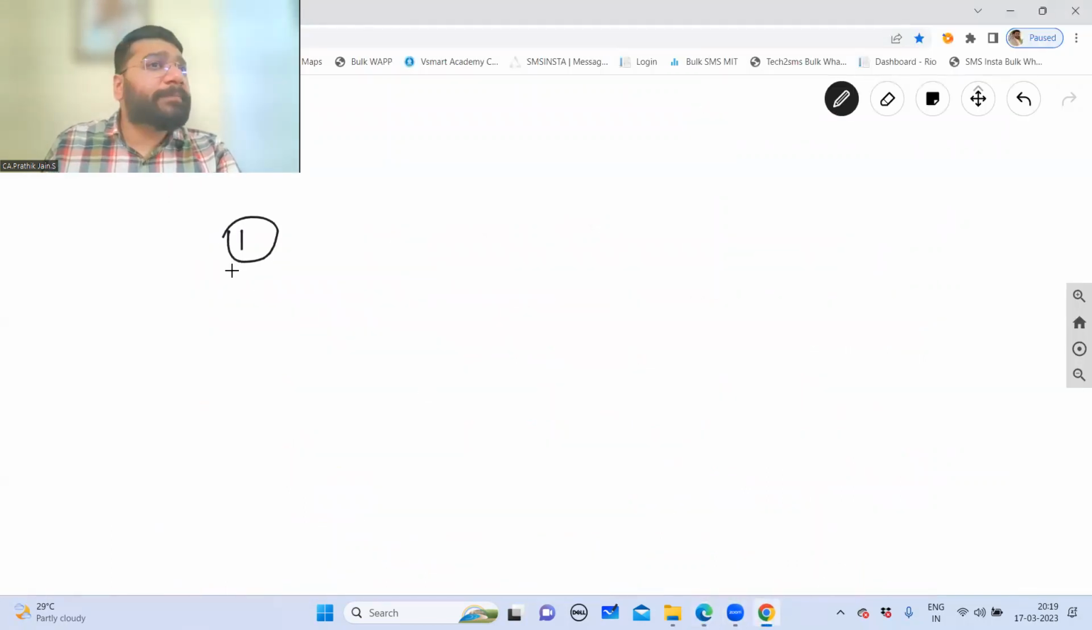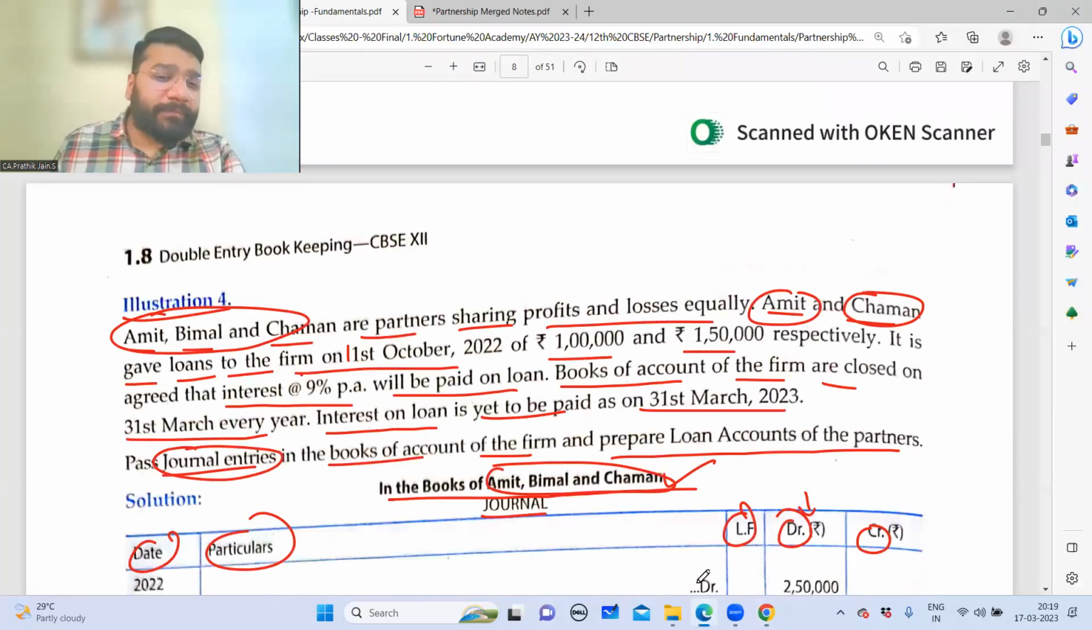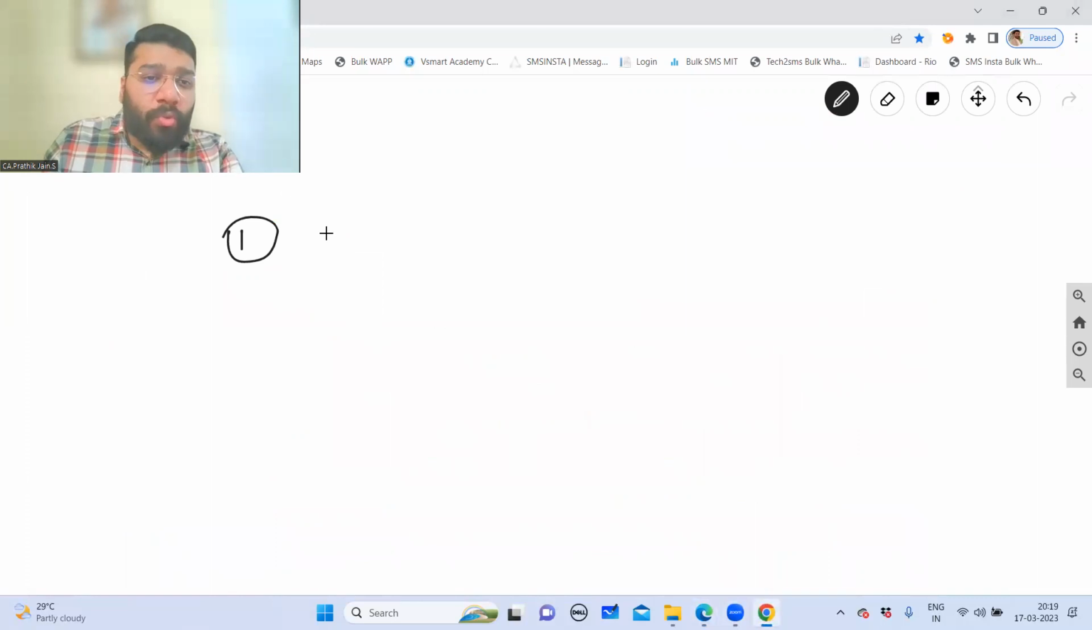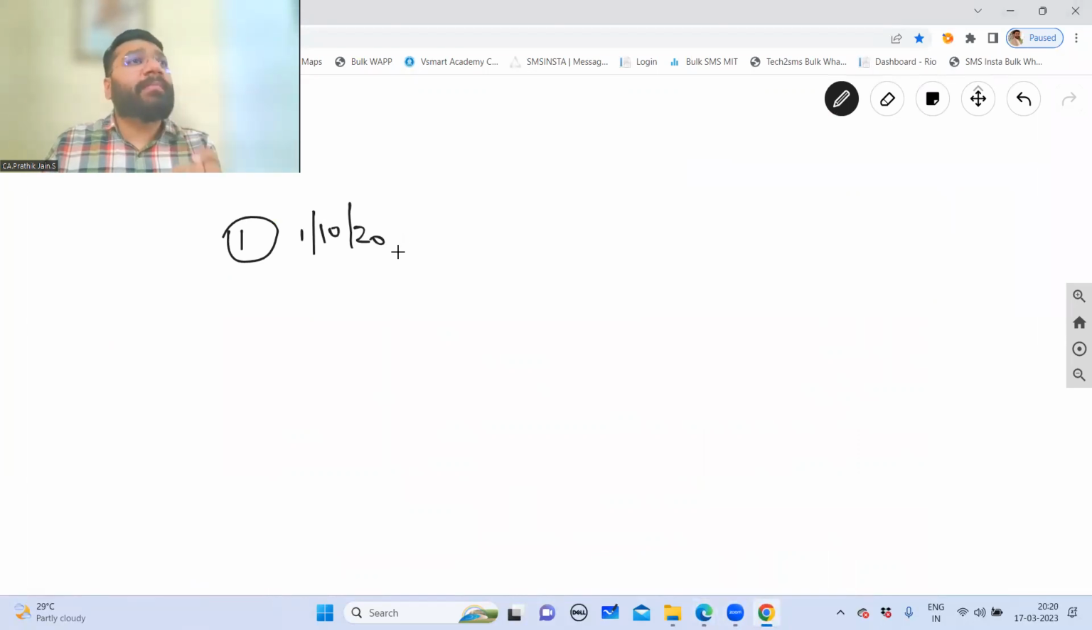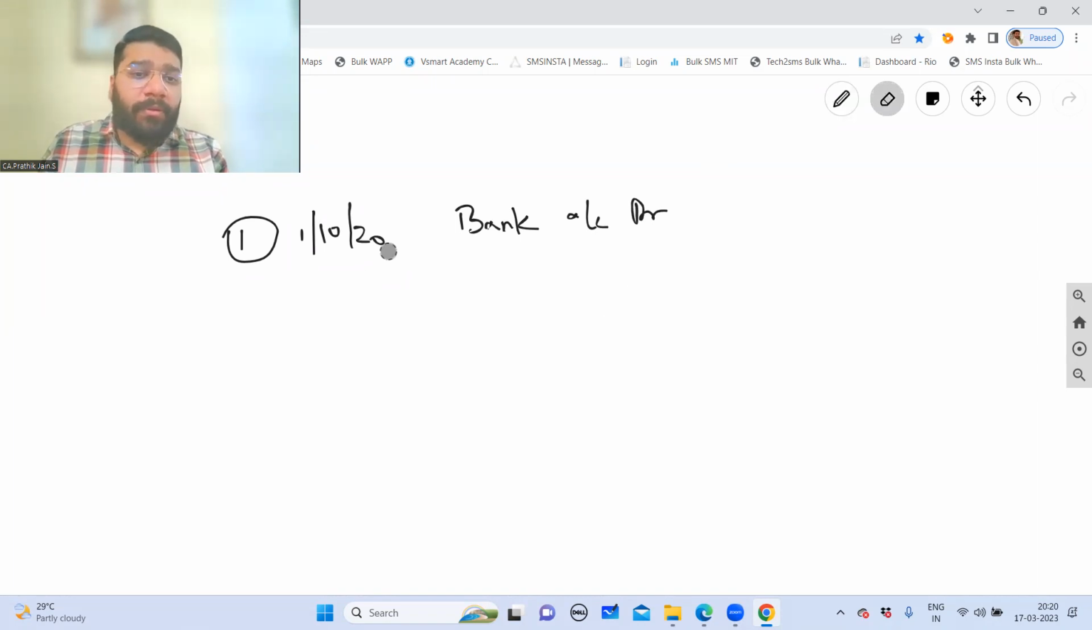Done with the formatting? First entry you will record on which date? 1st October, so 1/10/22. What will be the entry? Guys, the firm is receiving the money, so your asset balance goes up. Cash in bank is going up. Bank account debit.